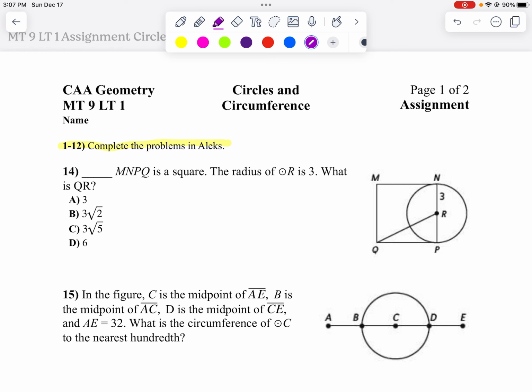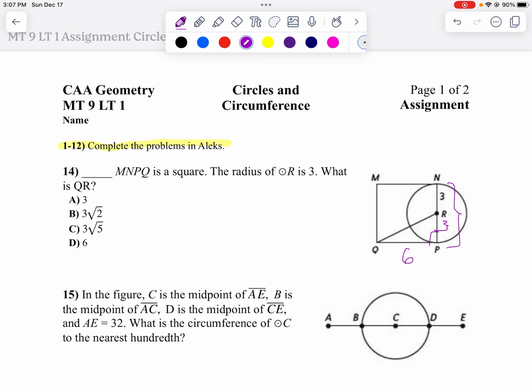We're told the radius is 3. Well, that means my other radius must be 3 then, right? So that makes my whole side 6. I've got a right triangle here then, don't I?